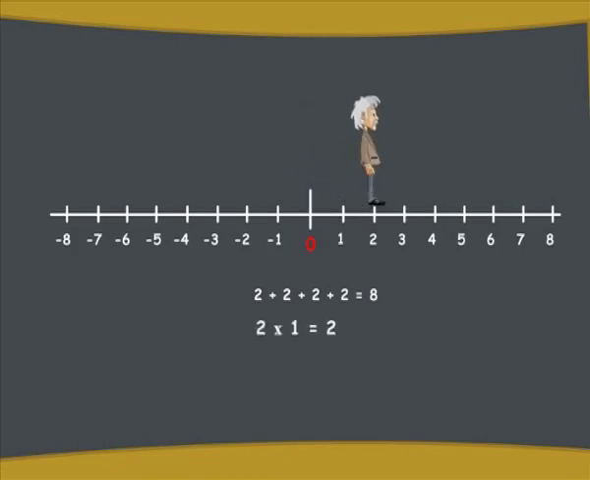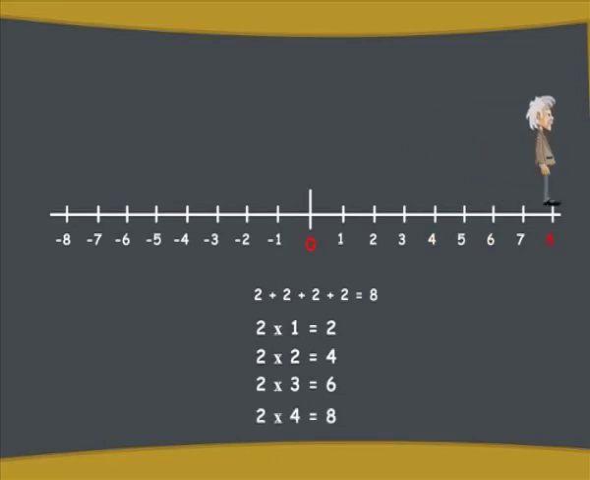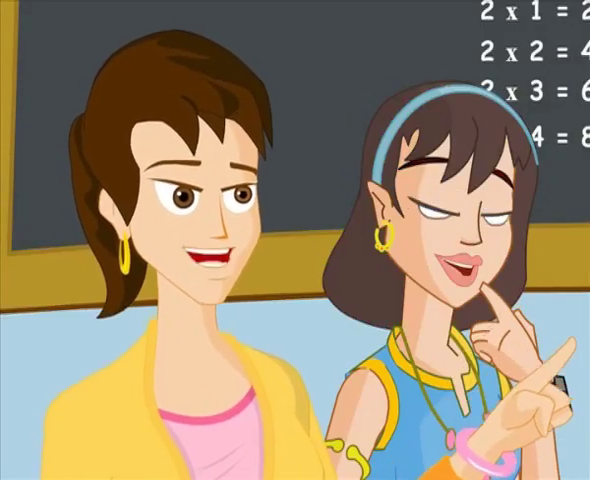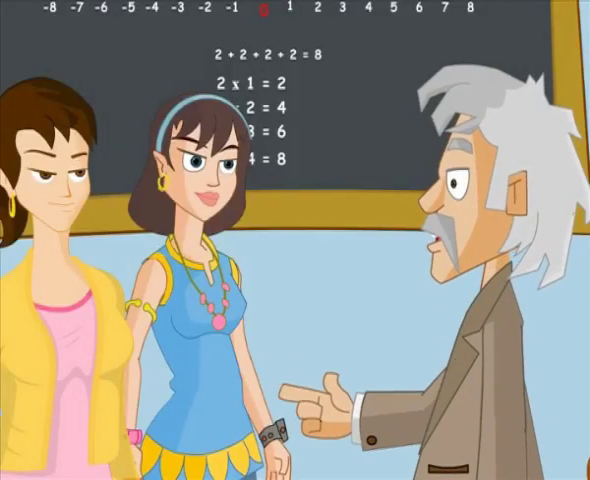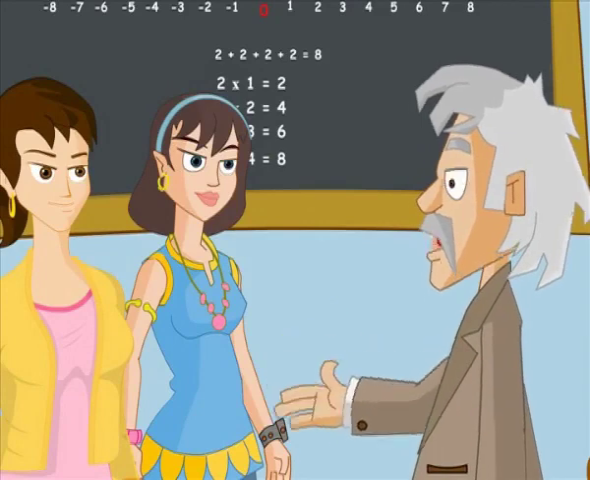2 into 1 is equal to 2. 2 into 2 is equal to 4. 2 into 3 is equal to 6. 2 into 4 is equal to 8. So 2 into 4 is equal to 2 plus 2 plus 2 plus 2 is equal to 8. What's so difficult about it? You need not jump like a monkey to show that. Remember, multiplication is the repeated addition of a number.